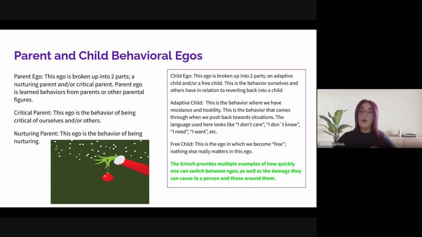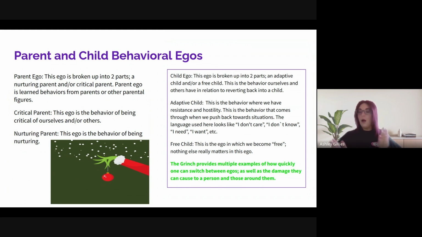Same if you're critical. If you can look back and be like, oh, you know what? My mom used to make fun of people, and now I realize that I make fun of people. Learned behavior, and it's a critical parent ego. Okay, so those are your parent egos. They're pretty self-explanatory. Again, if you want more information about it, feel free to email me. We will get you through it as best we can.